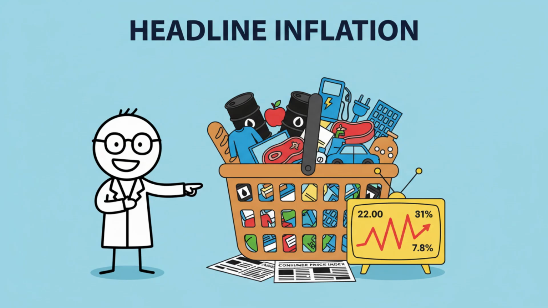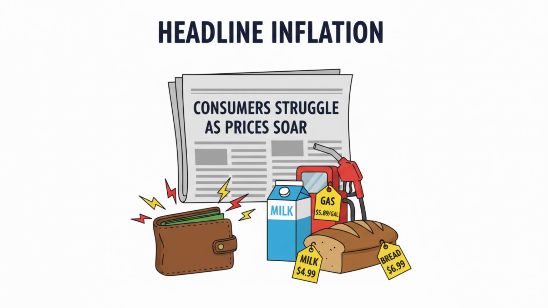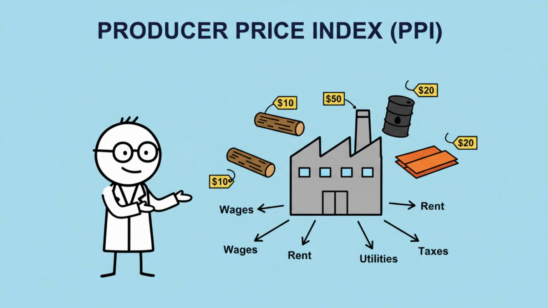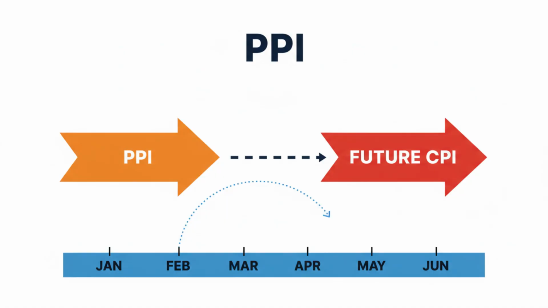Headline inflation. The total CPI, including everything. Food, energy, all of it. This is what hits your wallet directly. It's what the news reports. It's more volatile but more real to everyday life. Producer Price Index, or PPI, measures inflation from the perspective of producers and manufacturers. It tracks the prices businesses pay for raw materials and inputs.